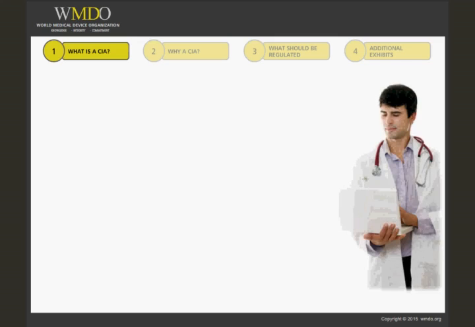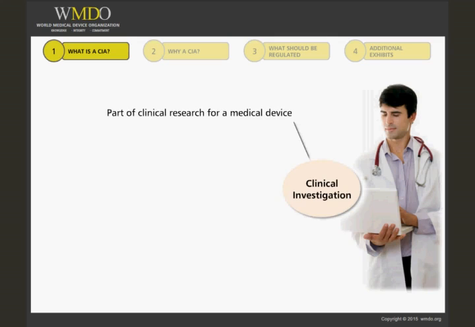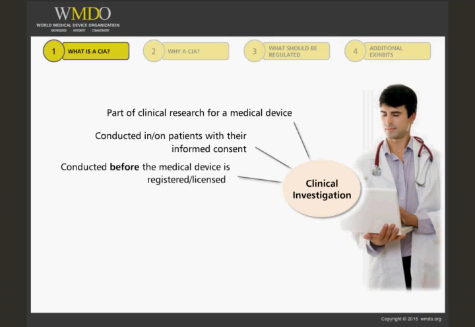In order to have a complete answer to our question, what is a clinical investigation agreement? We'd like to briefly define, for the purpose of this course, the term clinical investigation. The clinical investigation is part of the clinical research for a medical device. It is conducted in or on patients who sign an informed consent in order to participate in the trial. The clinical investigation is conducted with a medical device that is not yet licensed or registered.